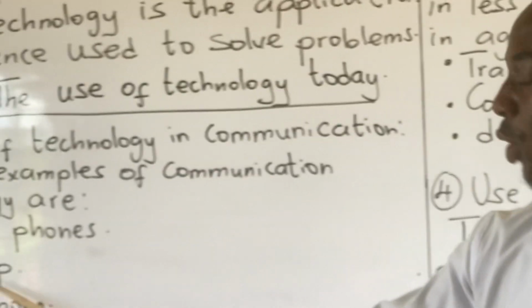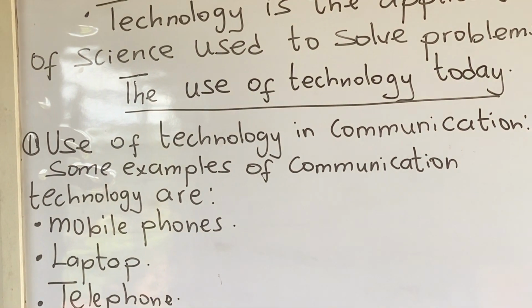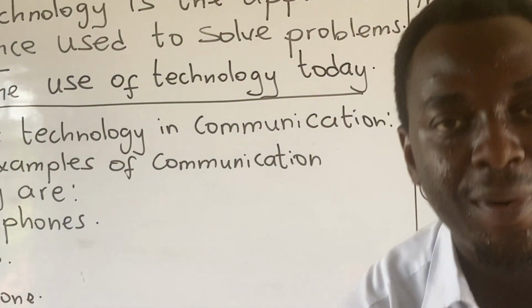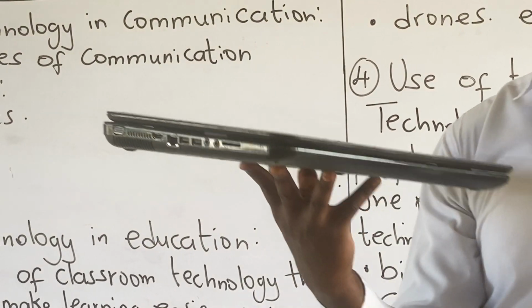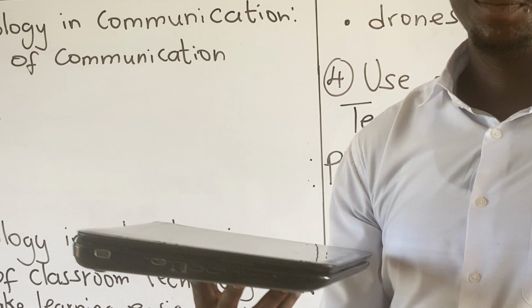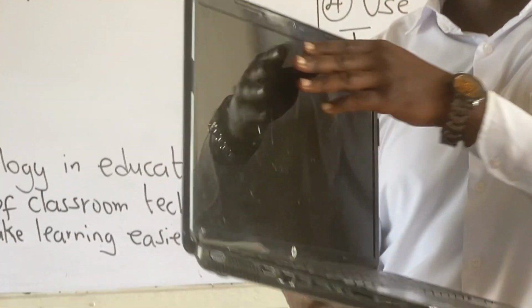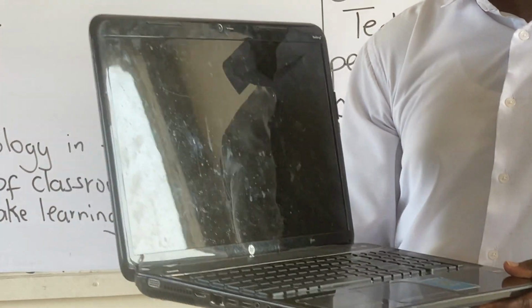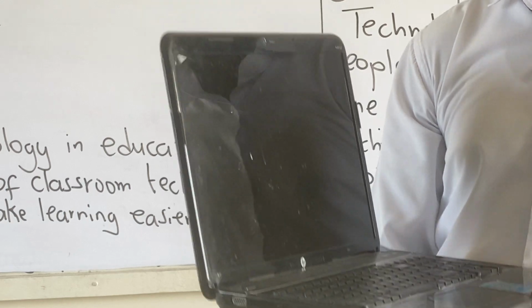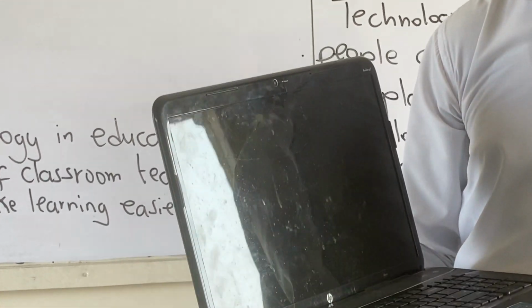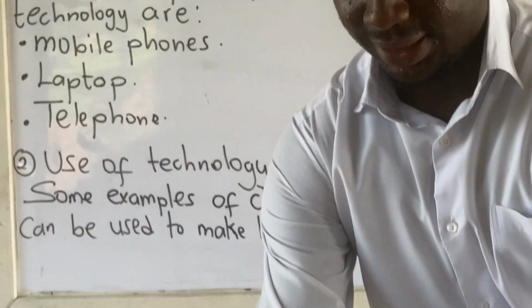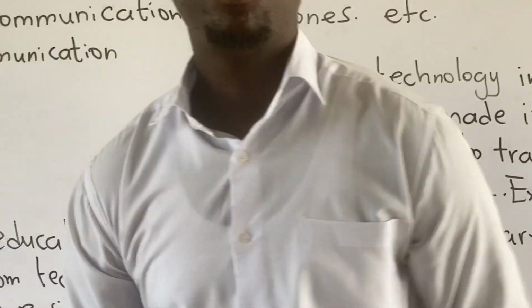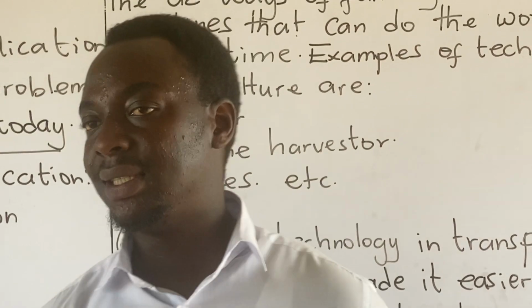Two, we have the laptop. Laptops, when connected to the internet, help us to communicate with other people at different places easier and faster. When the laptop is connected to the internet, it helps us to send data, that is information, to different places and also receive information. We have the telephone. The telephone helps us to communicate with other people at different places.